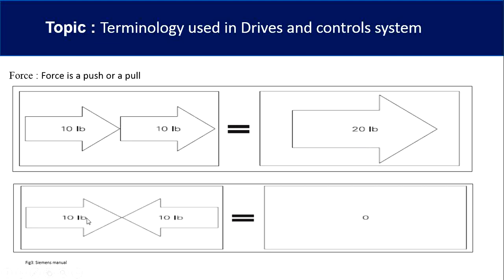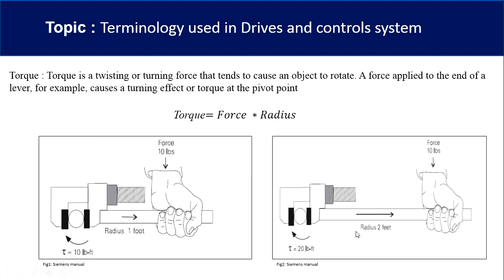Yes, here it is 10 pounds, here it is 5 pounds, but in opposite directions. What will happen? It will be 5. The resultant will be 5 pounds. Okay, this is one concept. Let's talk about this. What is torque? As I told you, torque is a twisting or turning force, which I need to cause a rotation in an object.